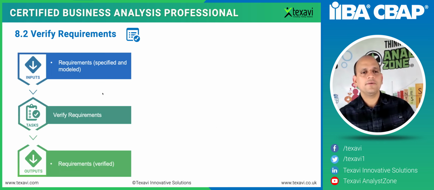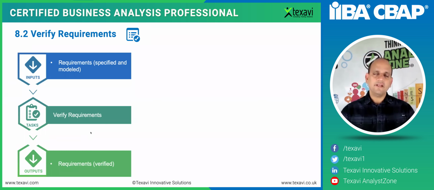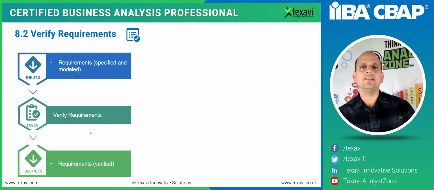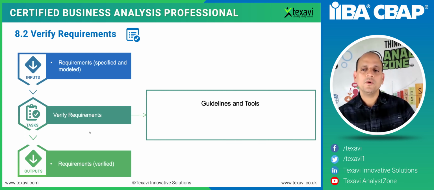So what does it really mean? We've got all the requirements specified and modeled. These are the requirements that come as input into this particular task of verifying requirements. And now the task is basically to verify the requirements. Once it is done, the output is obviously the verified requirements, coming out saying that, yes, these are now in a position to go into the next stage, which is validation. So what does this really mean?